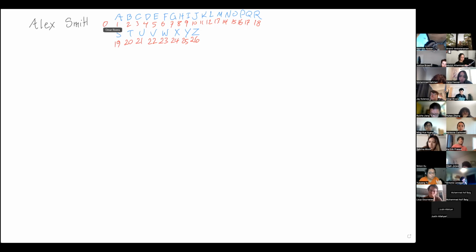And then 0 is space. Okay. So if we take Alex, we have A, which is 1. I think we're adding, right? L is 12. E is 5. X is a bigger number, 24. And for Smith, S is 19, plus M is 13, plus I is 9, plus T is 20, and plus H, which is 8.